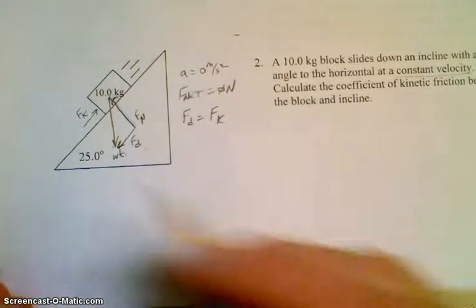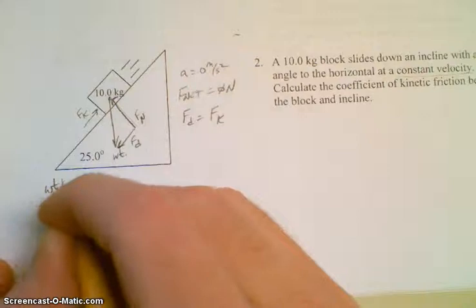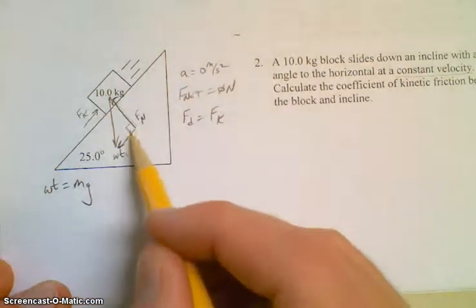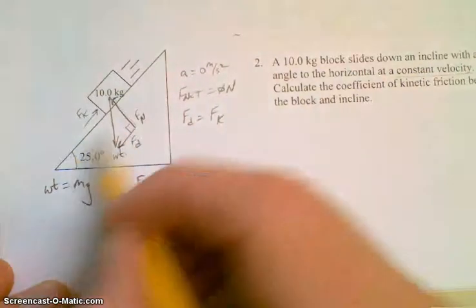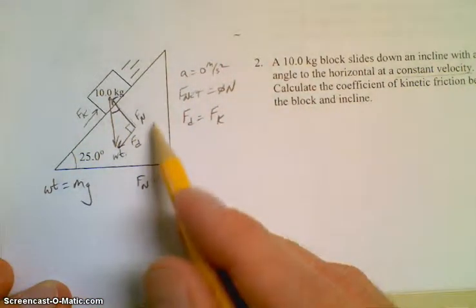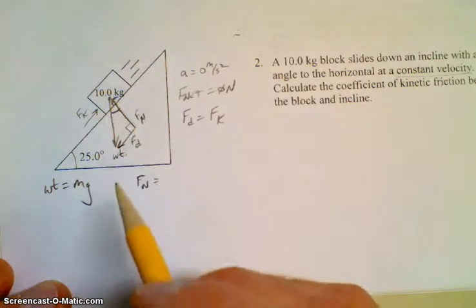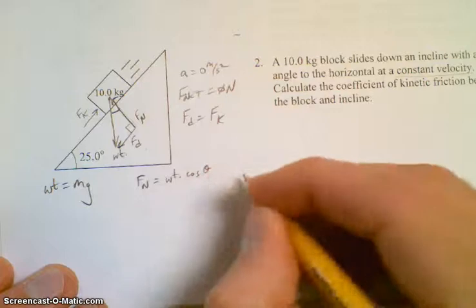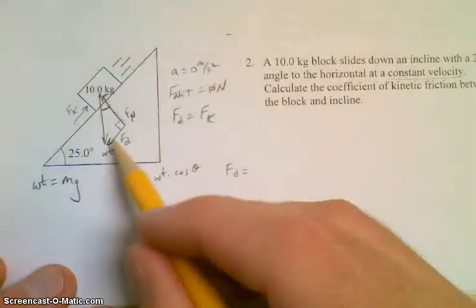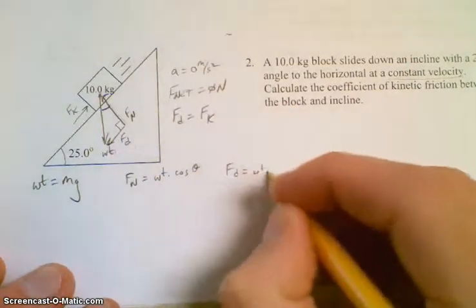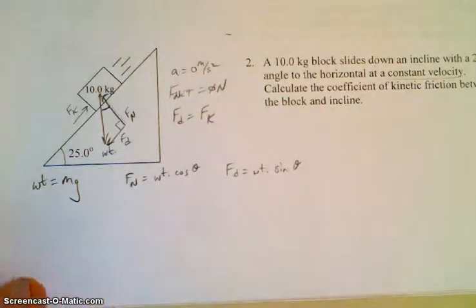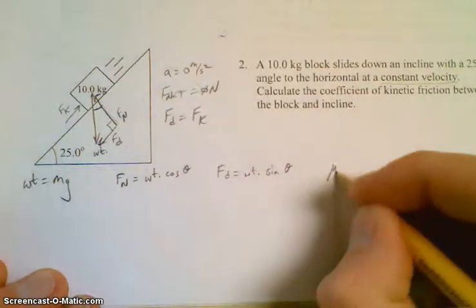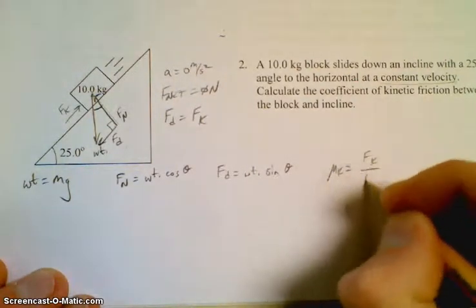So those are some things that I know. I also know a few other things about it. I can find the weight. The weight is equal to mg. I know the normal force is a component of the weight, and this is my right angle. And this angle here is congruent to this angle right up there. So Fn is the adjacent side, so it's going to be the weight times the cosine of theta. Fd, on the other hand, is the opposite side, so it's going to be the weight times sine of theta. And we want to know the coefficient of kinetic friction, so that is Fk over Fn.